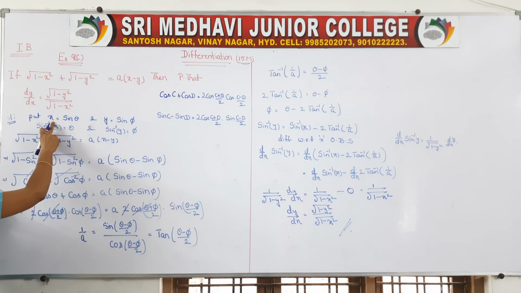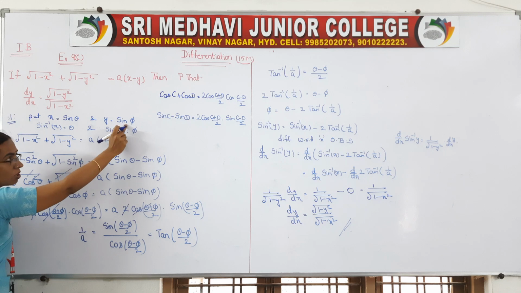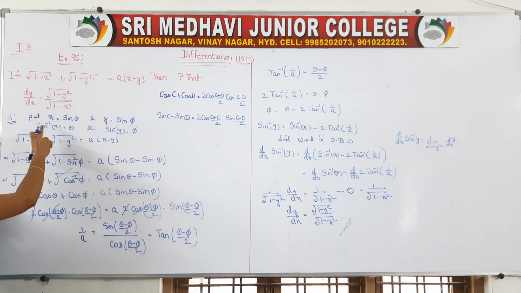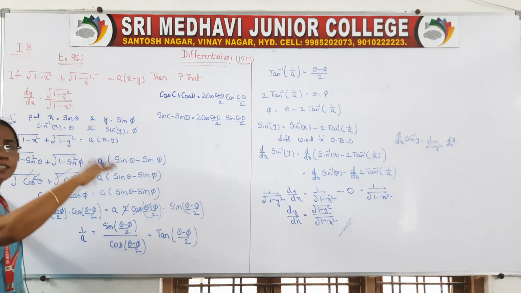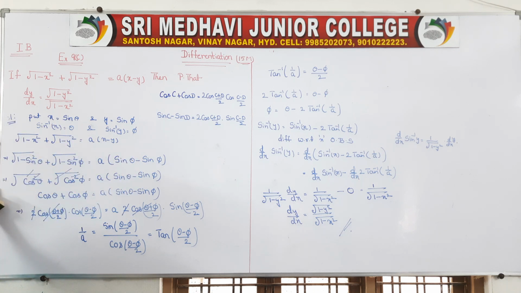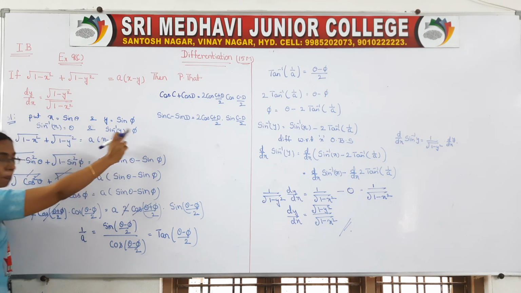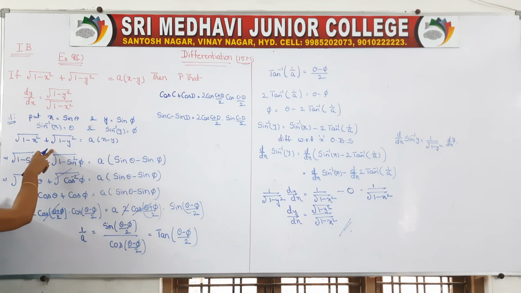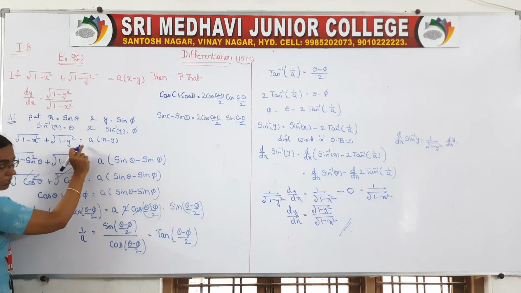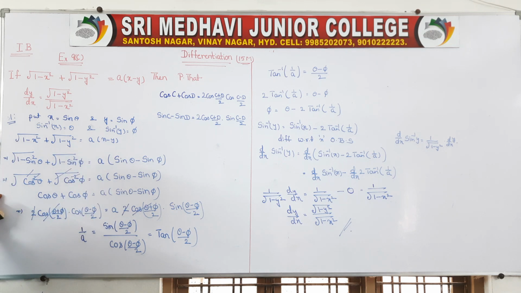So, first put x is equal to sin theta and y is equal to sin phi. We have taken. So, send this sine to this side, you will get your theta. Whenever we send sin, tan, cos, secant, anything, to this side it becomes inverse. So, sin inverse of x is equal to theta, sin inverse of y is equal to phi. After that, you take your original question, what is that? Root of 1 minus x square plus root of 1 minus y square is equal to a into x minus y. In x place, you take your sin theta, in y place, you take your sin phi.